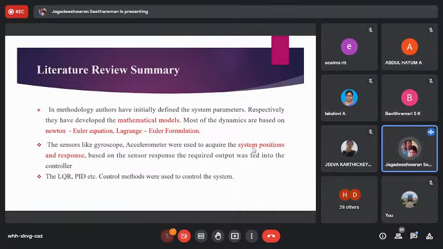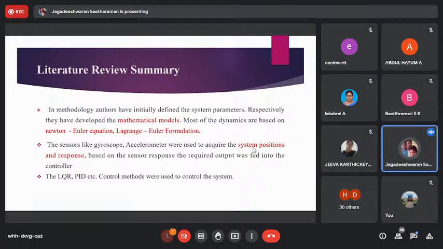In the methodology, the authors initially defined the system parameters. Accordingly, they developed the mathematical models. Most of the dynamics are based on the Newton-Euler and Lagrange-Euler equations. Sensors like a gyroscope and accelerometer were used to acquire the system positions and responses. Based on the sensor response, the required output was fed into the controller, such as LQR or PID. These control methods were used to control the system.